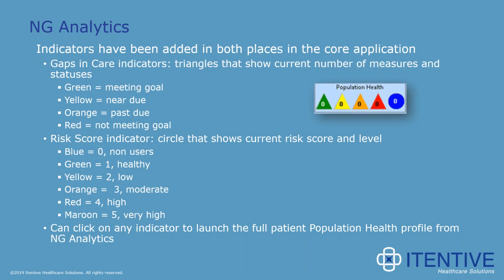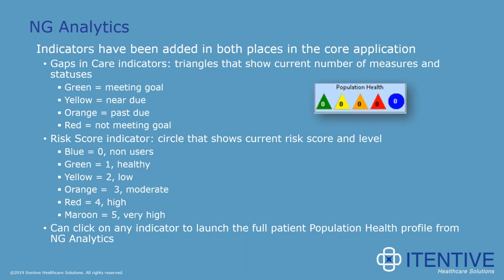And then the risk score indicator is going to be that circle that shows the current risk score and level. Blue will be 0. Green will be 1, and that'll be healthy. Yellow will be 2, and that'll be low. Orange is 3, moderate. Red, 4, high. And maroon, 5, is very high. So very similar color scheme that we've got going on.